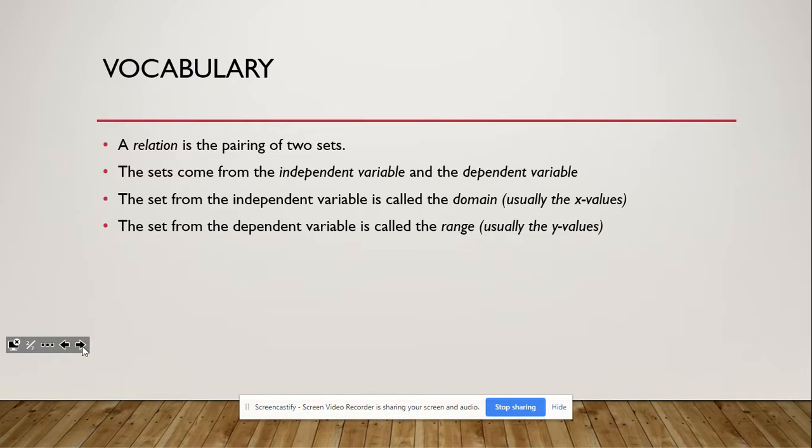There are other situations where we'll have to use other letters, and you will see examples of those as we move forward in this unit.